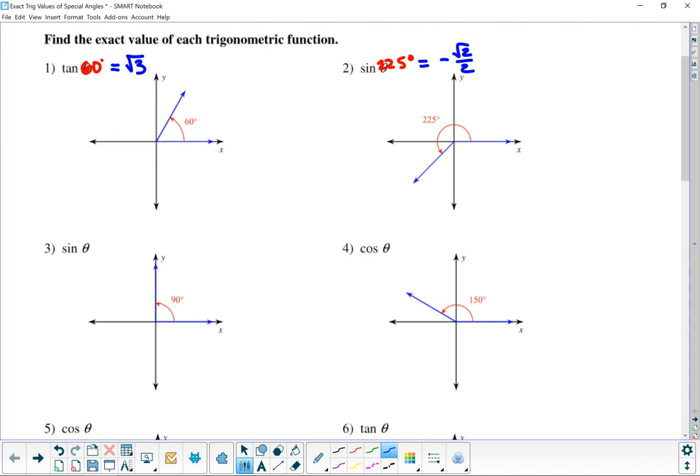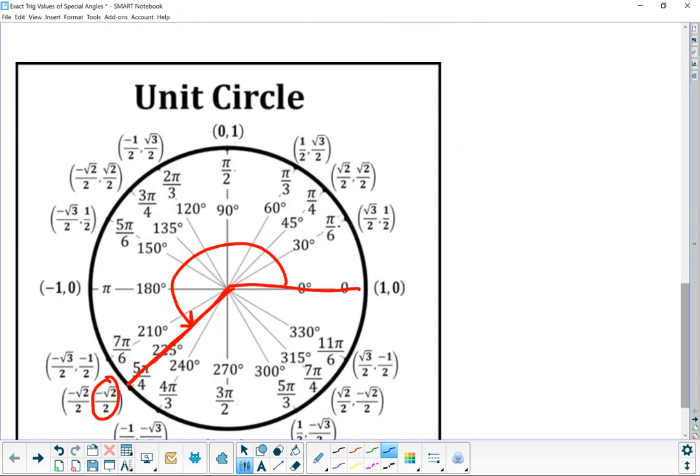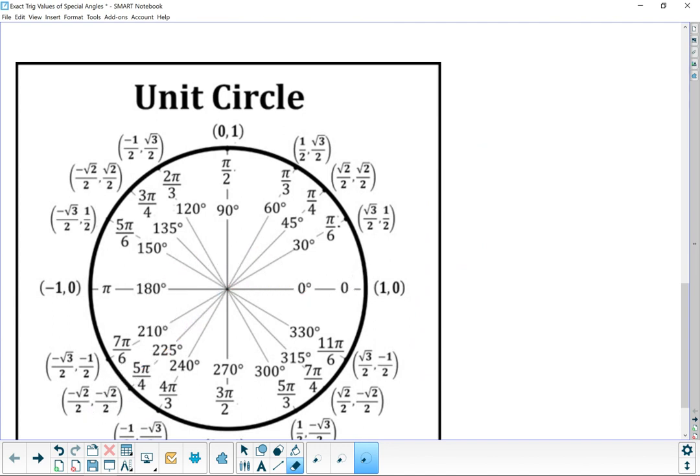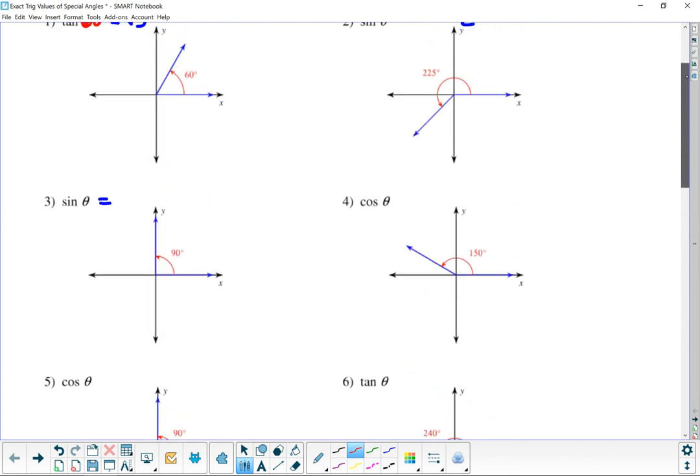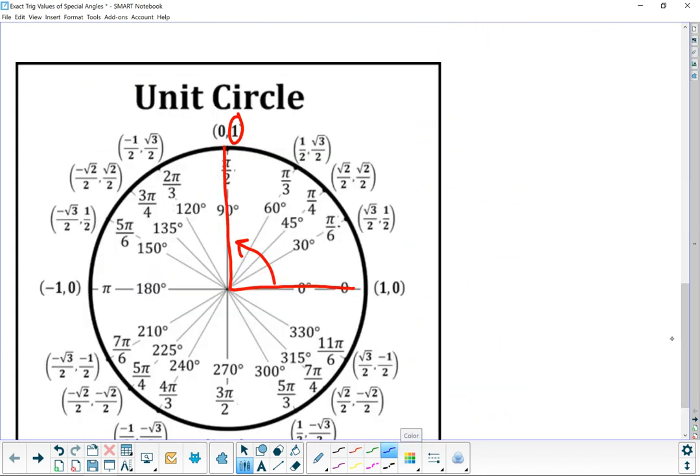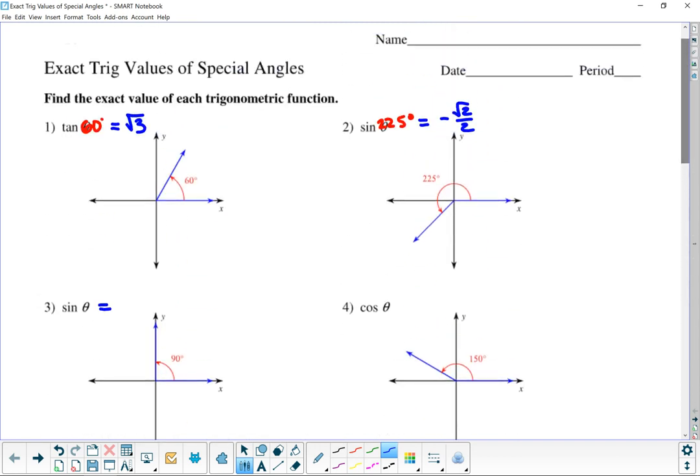That's it. Okay, this one I'm just going to go ahead and write the answer down. Sine of theta, and theta is 90 degrees. So again, using our unit circle, sine of 90 degrees is right there. That's 90 degrees. The sine, again, is the y value. So the sine is 1. So sine of theta when theta is 90 degrees is equal to 1.